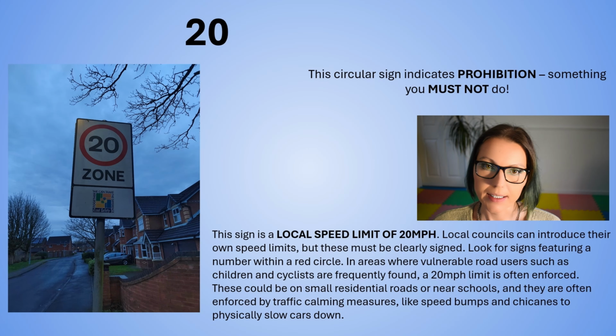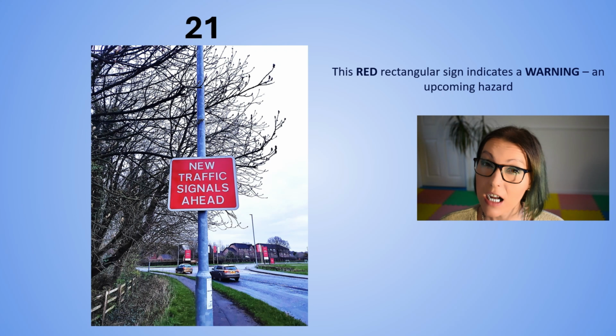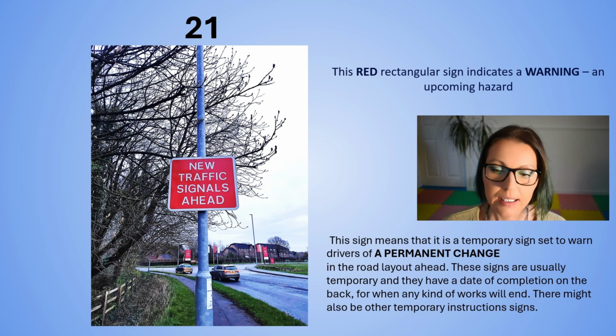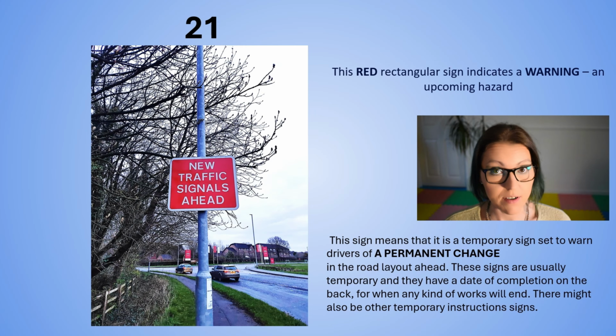Sign number 21. This is it. This red rectangular sign indicates a warning, an upcoming hazard. This sign means that it's a temporary sign set to warn drivers of a permanent change in the road layout ahead. These signs are usually temporary and they have a date of completion on the back for when any kind of works will end. There might also be other temporary instruction signs.